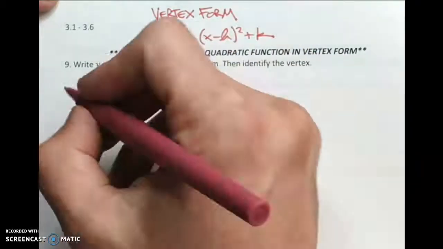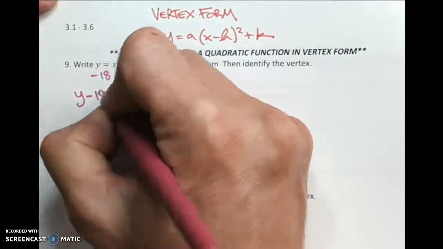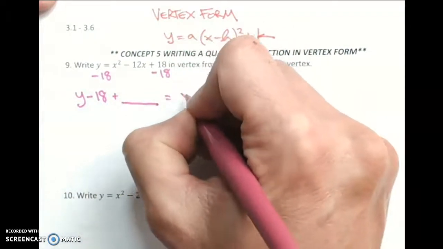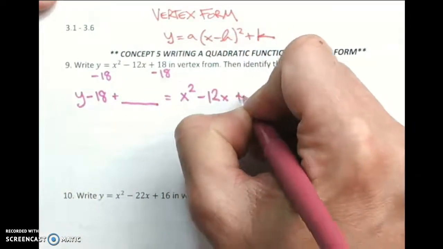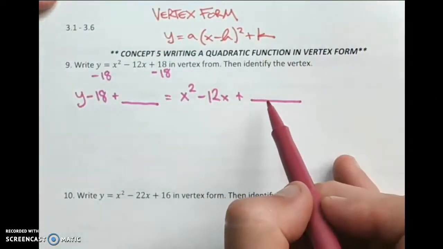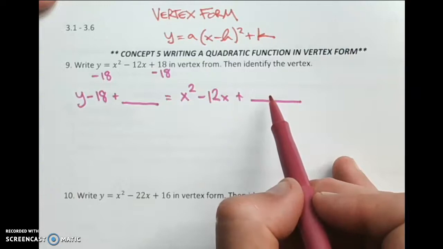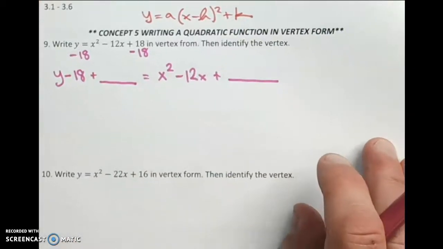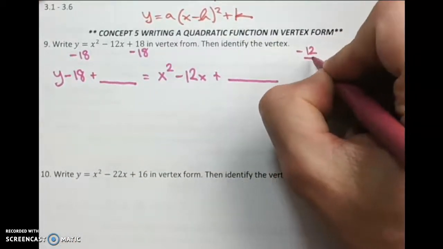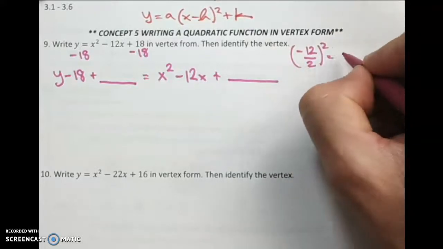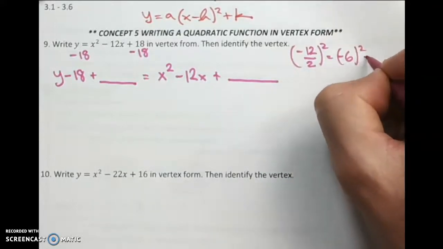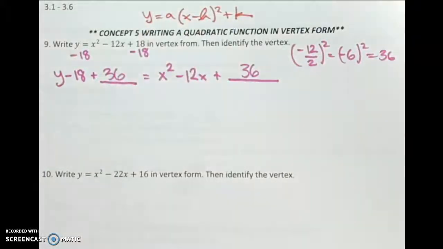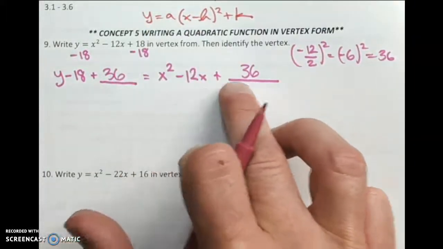I don't have a trinomial square, so I'm going to make it y minus 18, and then put plus blank equals x squared minus 12x plus blank. When I complete my square on the right-hand side, I have to add that portion also on the left-hand side to keep everything balanced and equal. I take this negative 12, cut it in half, and square it. So now I have negative 6 squared, and that is 36, and I'm going to add 36 to both sides of the equation. Now I made this trinomial square on the right.